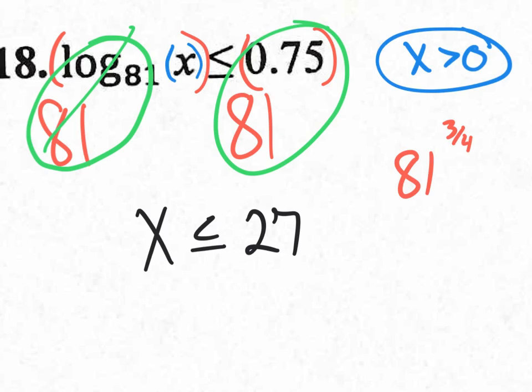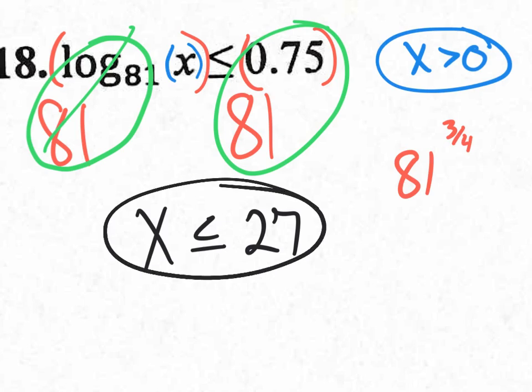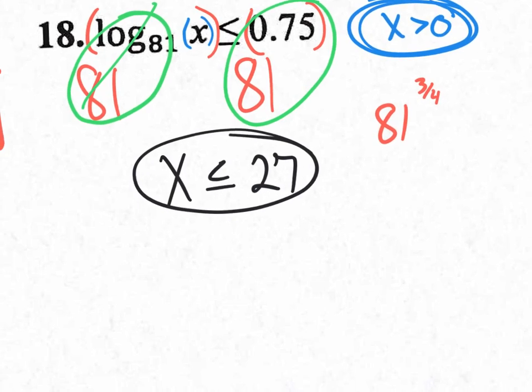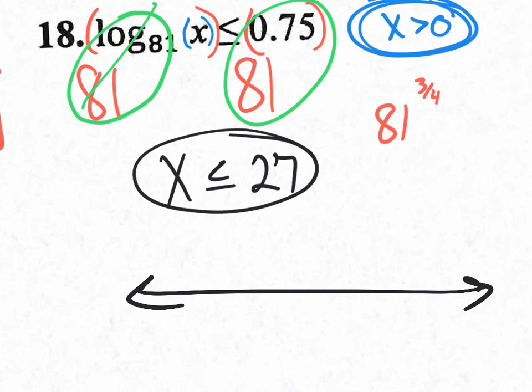Anyways, we have two answers right now. x is less than or equal to 27. And we also have x is greater than 0. Two possible answers. So since we have two possible answers, we need to find that overlap piece of those two answers. If there is no overlap, we say no solution. But we do have 0 right here. We have 27 over here.